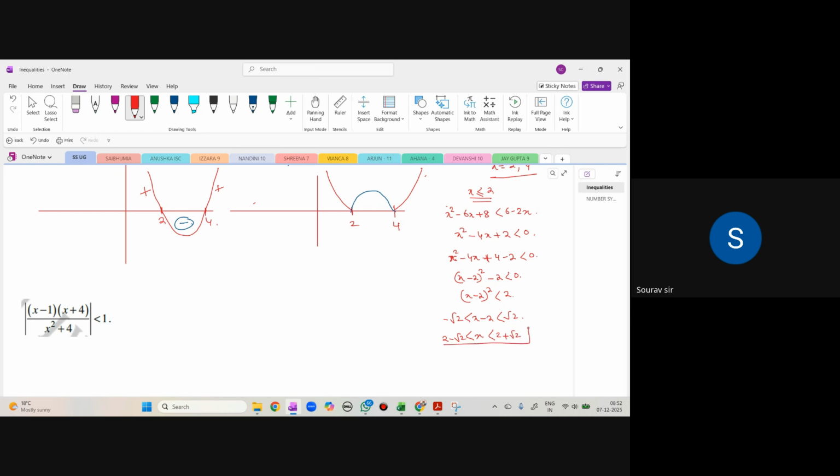So this is the solution when x is less than 2. Now the condition itself is x is less than 2, so it cannot be 2 plus root 2. 2 plus root 2 is more than 2. So now if I take this and this condition together, then the final solution is 2 minus root 2 is less than x less than 2. This is the solution.